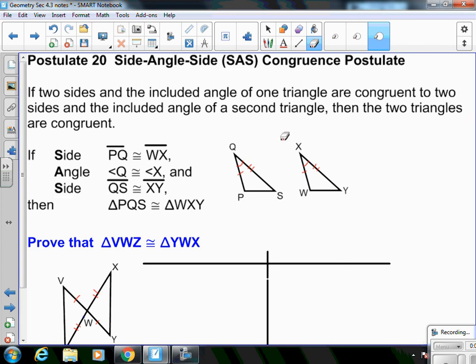So it's two sides and the included angle, or in other words, the angle is in between the two sides that are congruent. The two sides are going to be adjacent sides, and the angle that those two sides make has to be congruent. Or if you just follow it around, you've got a side here, then an angle, and then a side. So side, angle, side.